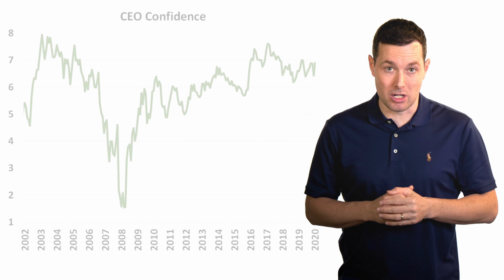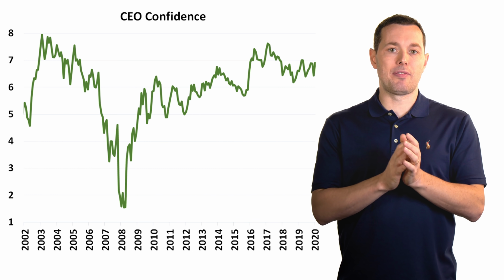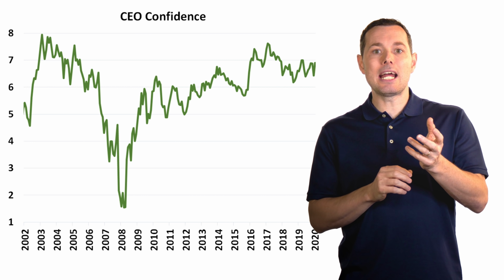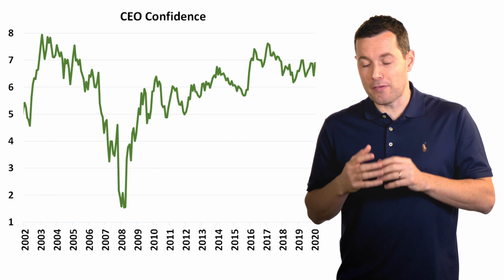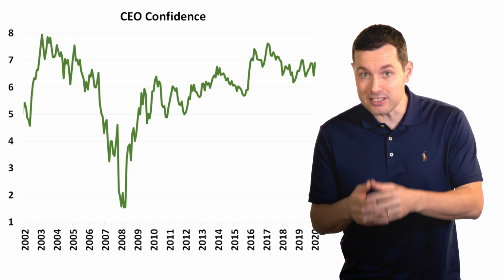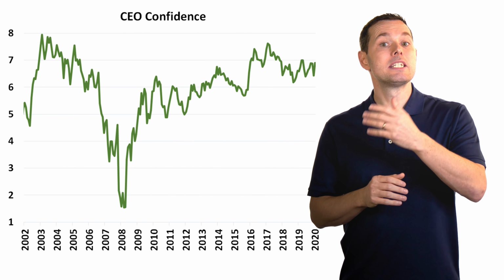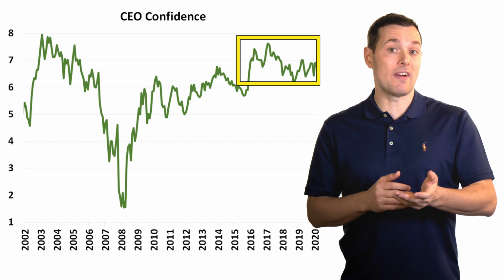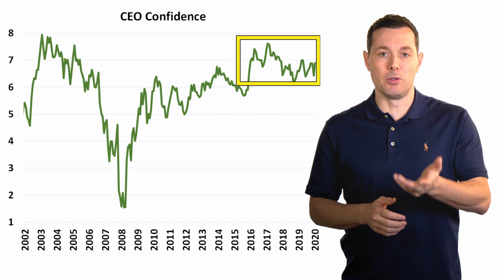Next up, we have CEO confidence. Basically, CEO confidence comes from a survey done by the Chief Executive Magazine. What they do is they ask different CEOs about their expectations about overall business conditions on a scale of 1 to 10, 10 being the highest. And as we can see right now, CEO confidence looks fairly high. So clearly this is going to be a point for the bulls.